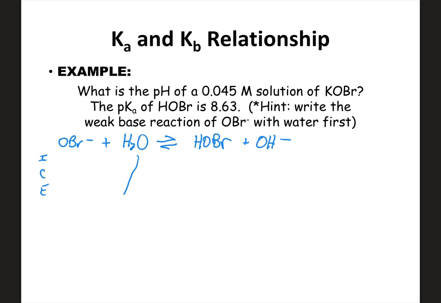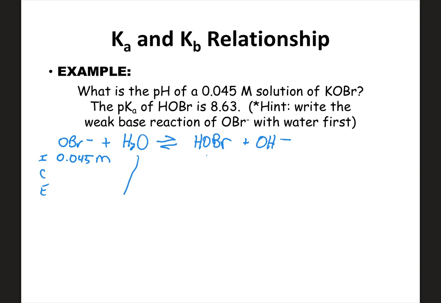Realize here they gave me the concentration of KOBr. Well, if this was dissociating, because it's a salt, it would dissociate here. For every one of the KOBr, you'd have one OBr minus. So if you know the concentration of the KOBr, it's going to be the exact same concentration of the OBr minus. So this concentration is 0.045 molar.